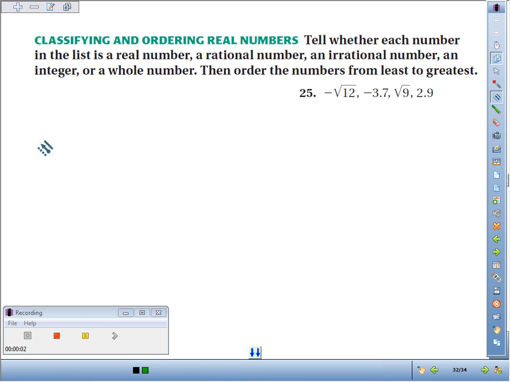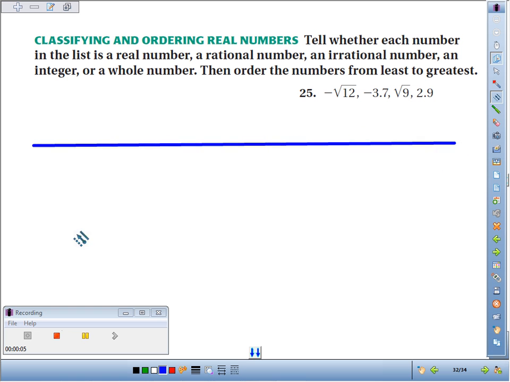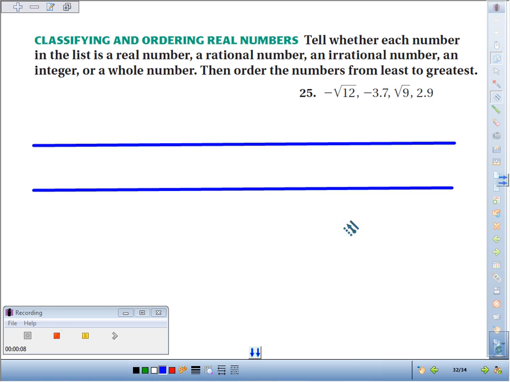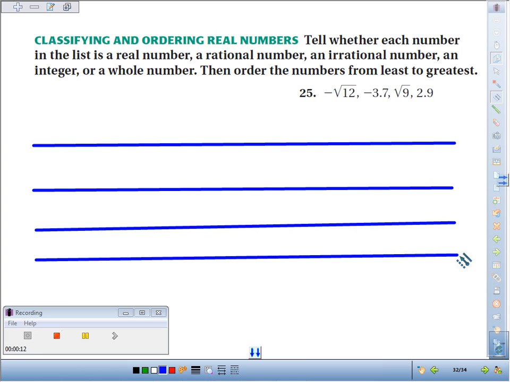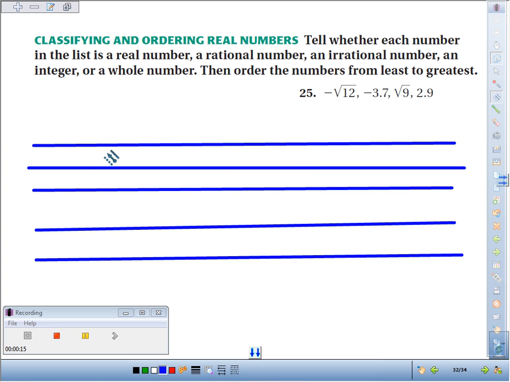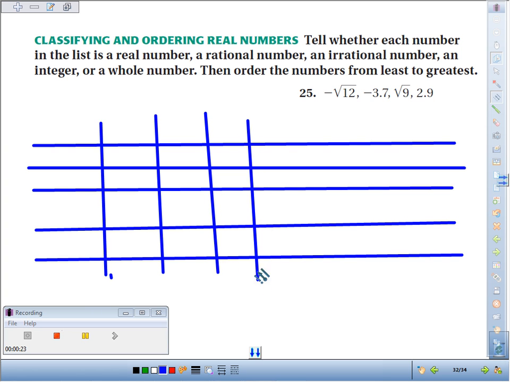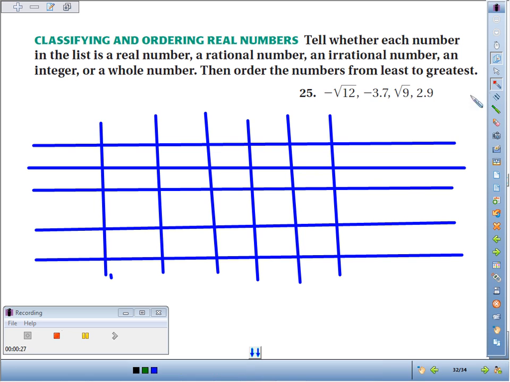25, we're going to classify the numbers. Let me make a little chart here. We've got 4 numbers. There's 1, 2, 3, and I'm going to sneak one more in here. We're supposed to decide if they are real, rational, irrational, integer, or a whole, and then put them in order from least to greatest.